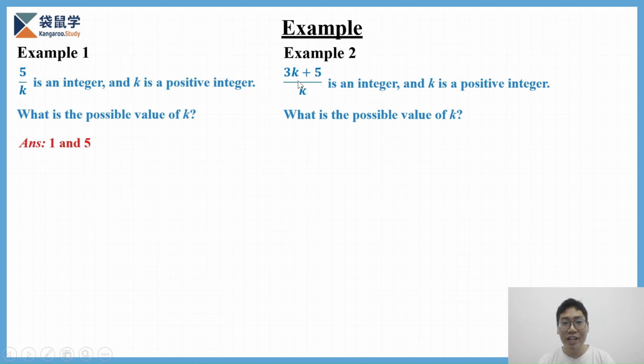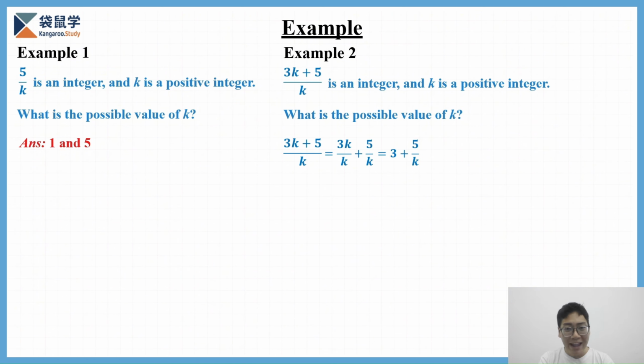Since there is an addition in the numerator, we can split it into 3k over k plus 5 over k. Since in the first fraction the numerator and denominator have the same term, we can cancel off the k, so we get 3 plus 5 over k. Since the question gives us that 3k plus 5 over k is an integer and 3 is also an integer, what kind of number will 5 over k be?